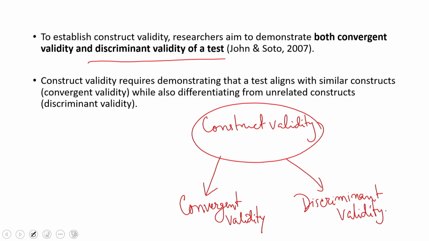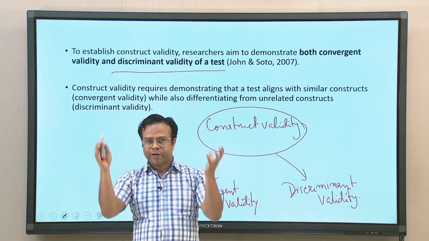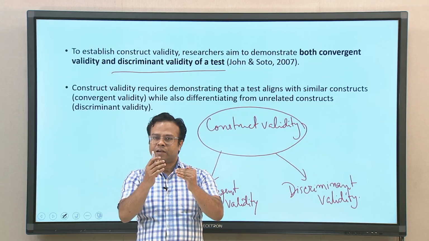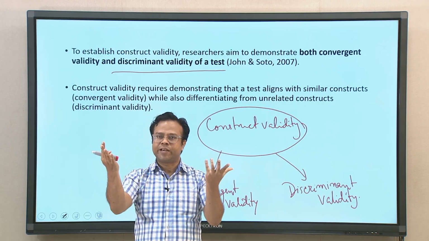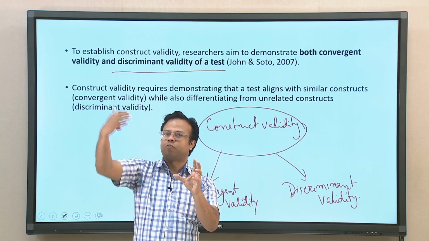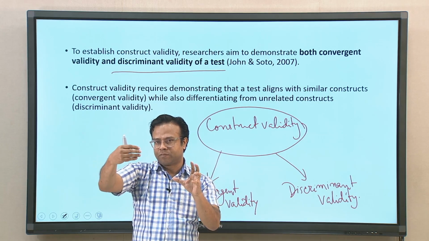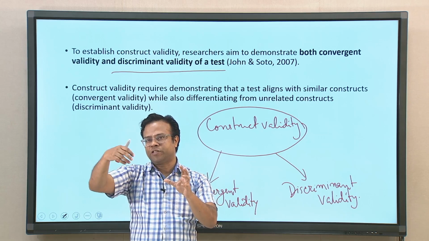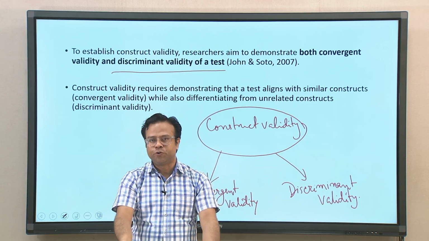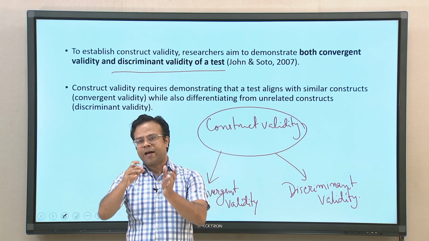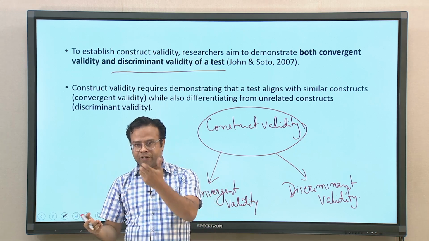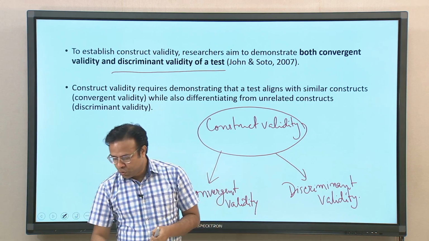So, to establish construct validity, because it is more of a theoretical thing, how do you empirically test it out? Now, it is very easy to say it should reflect the theories from where this particular concept comes from. But how do we actually do that? For that we need to establish something called convergent validity and discriminant validity or divergent validity. Now, what are these two?